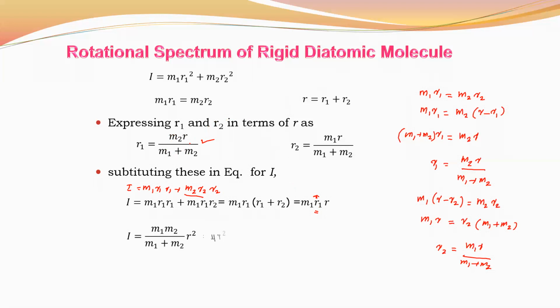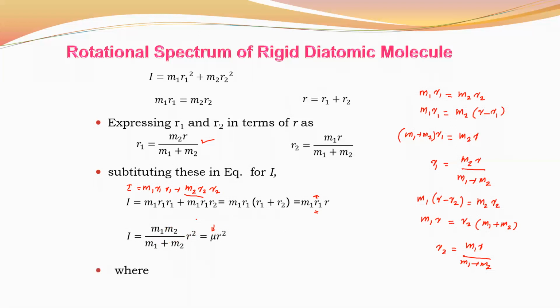So we write this way, I is equal to M1 into R1 squared, where R1 is M2 R divided by M1 plus M2, into R. Then it is R square. Then the expression is M1 M2 divided by M1 plus M2 into R square, or we write it is equal to mu R square.